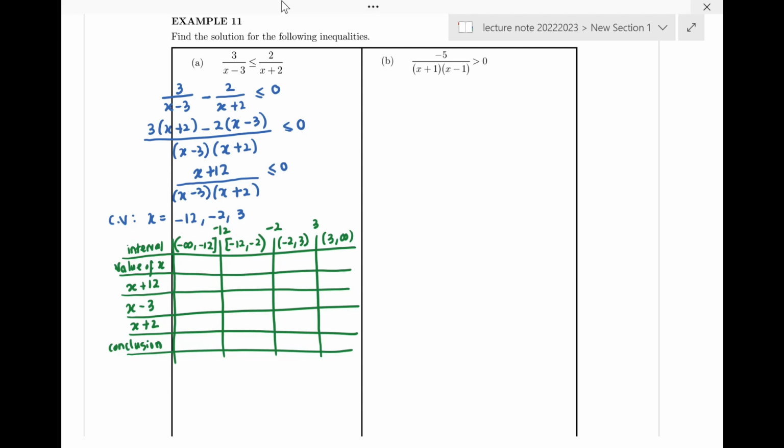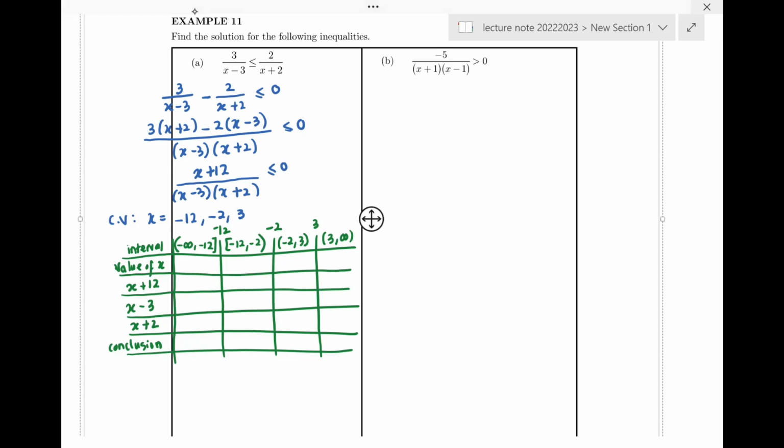Okay, so do remember the critical values which are in the denominator, you can never put a close bracket. So always open bracket for the critical values in the denominator. Okay, next, we have to choose a value of x in between of this interval.